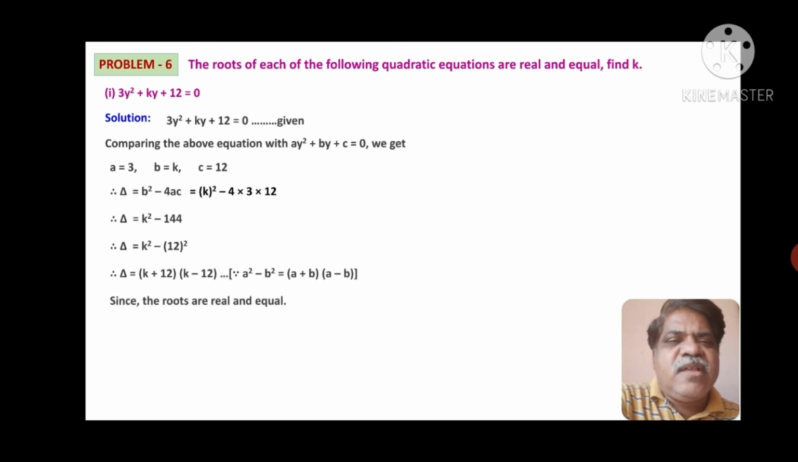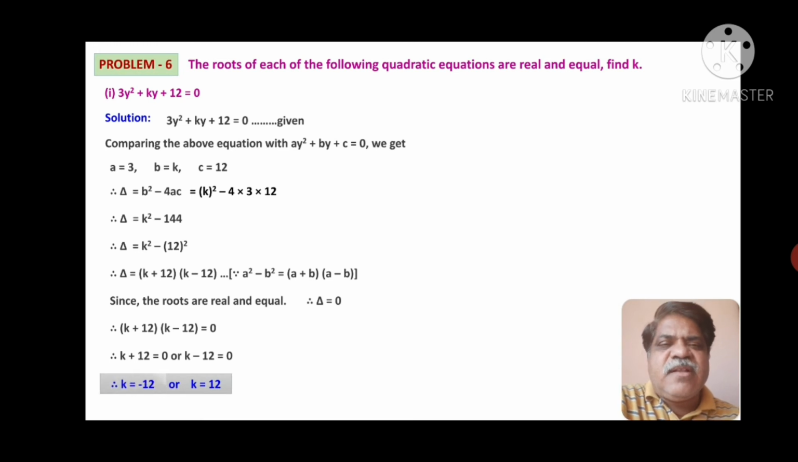Since the roots are real and equal, the value of delta is equal to 0. Therefore, (k + 12)(k - 12) = 0. It means k + 12 = 0 or k - 12 = 0. Therefore, k is equal to minus 12 or k is equal to 12.